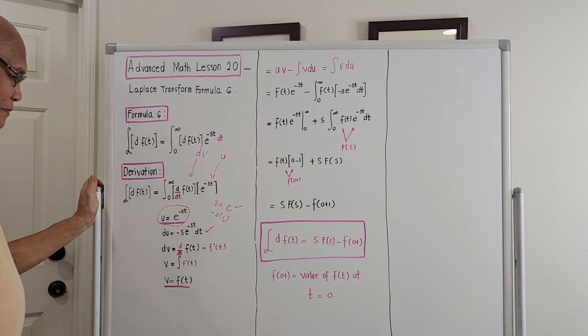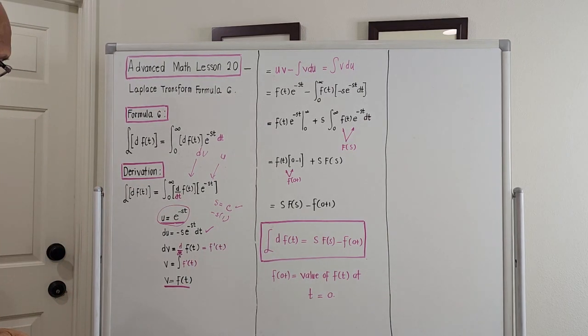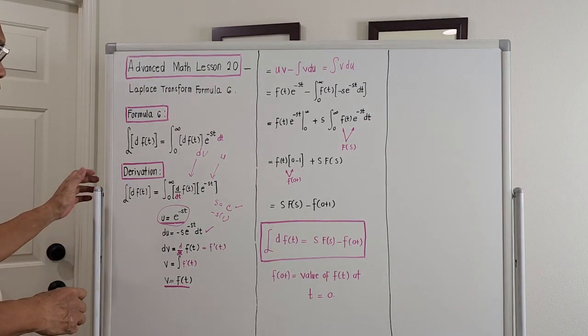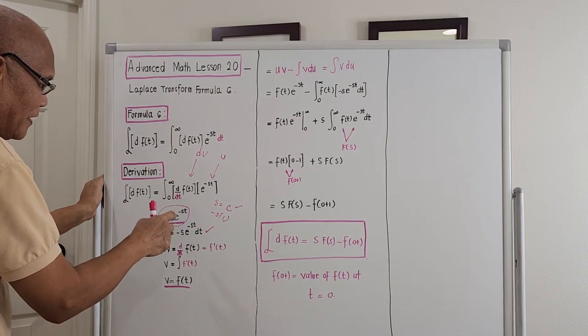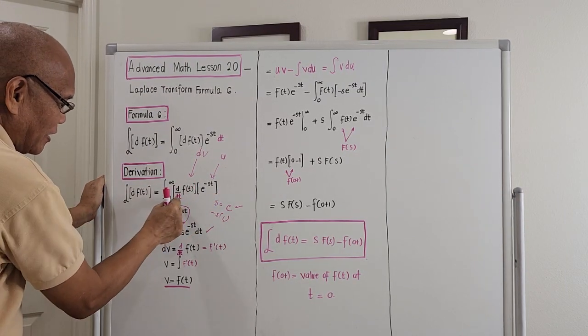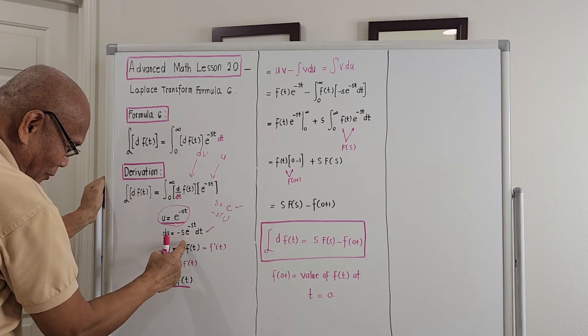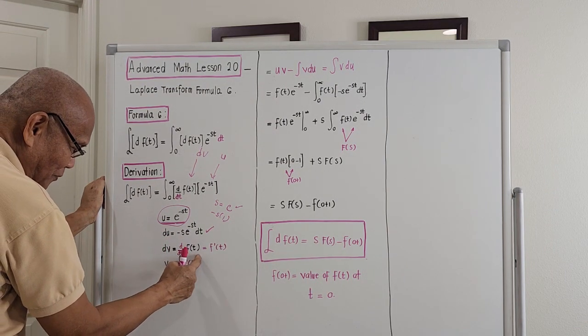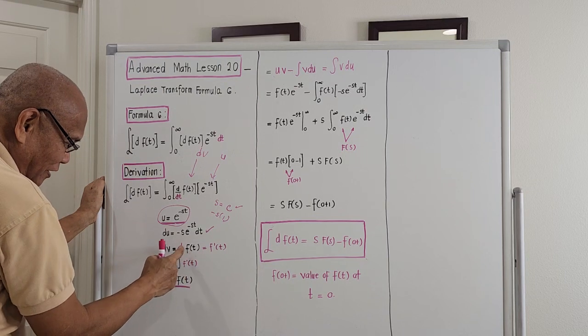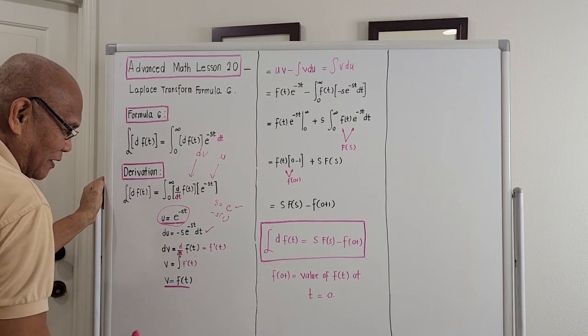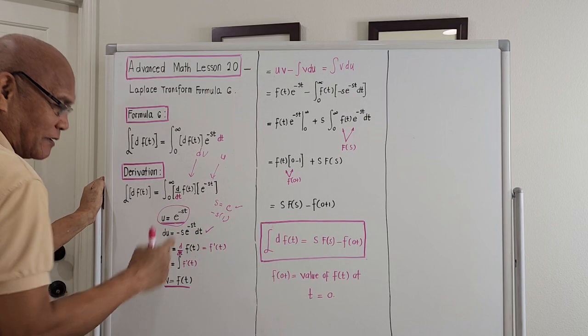Okay, and what will be dv? If this is u, and this will be dv, therefore dv will be the derivative with respect to time of function of t. But what is the derivative with respect to time of function of t? That is actually f prime of t, right?